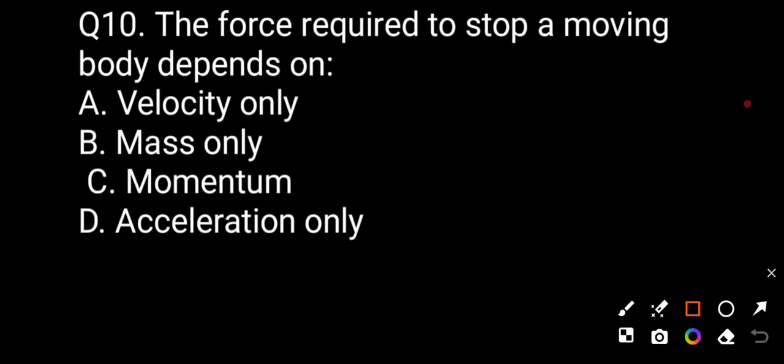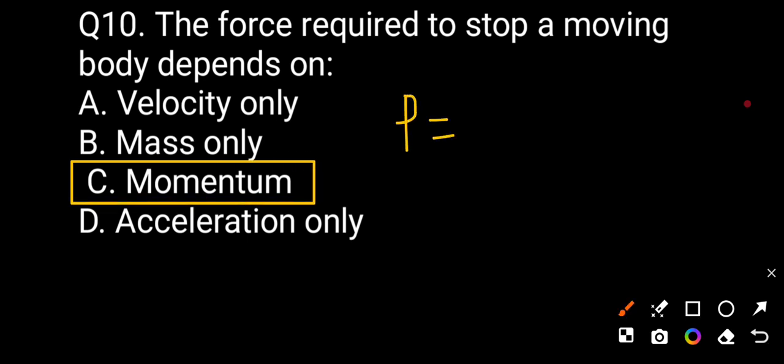Now question number 10. The force required to stop a moving body depends on: option A, velocity only; mass only; momentum; acceleration only. The correct answer will be momentum. P is equal to m times v. It means momentum depends on the mass of the body and the velocity of the body. So the correct answer will be C.